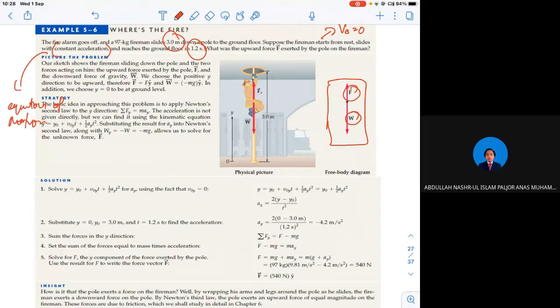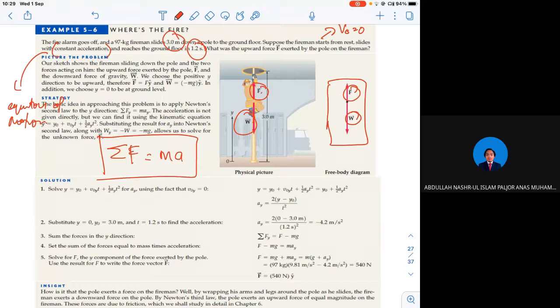So at this moment, we don't see any surface, so the only force that acts on the fireman is the weight. But there is also an upward force. So now we have an upward force and also weight. We need to calculate the acceleration first, because remember, summation of F can only happen when you have ma.